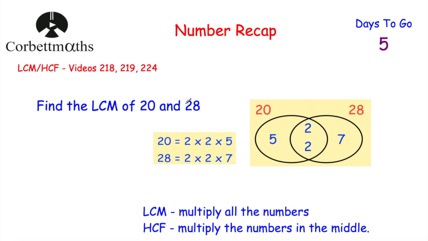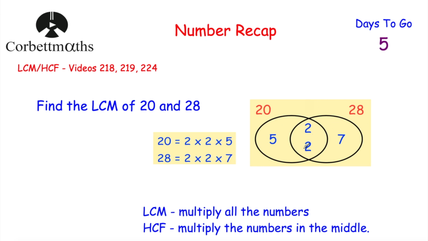Now sometimes you might need to find the lowest common multiple and highest common factor of some numbers that are a bit bigger. So for instance, if we want to find the lowest common multiple of 20 and 28, I wouldn't necessarily want to write down all the multiples of 28 because it'd be quite tricky. So what you can do is write both numbers as a product of primes. So write 20 as 2 times 2 times 5. You could write 28 as 2 times 2 times 7. And then you can do the Venn diagram.